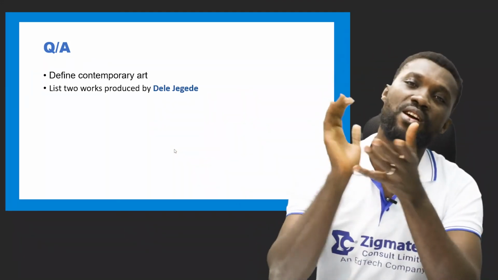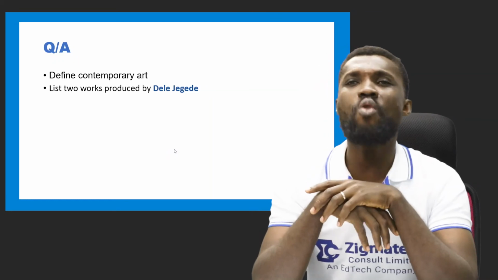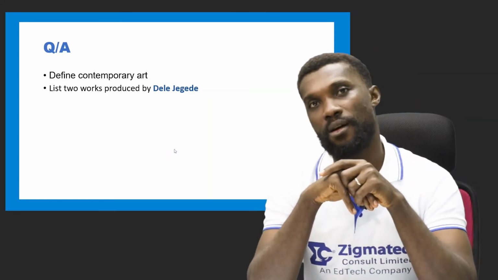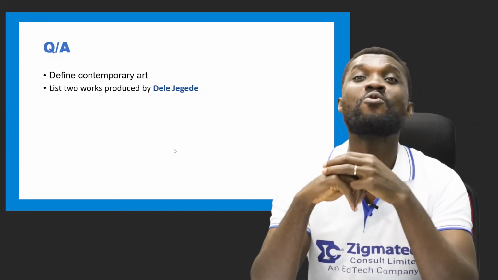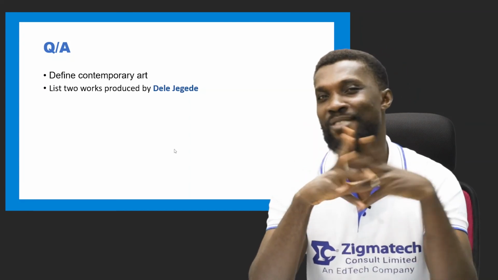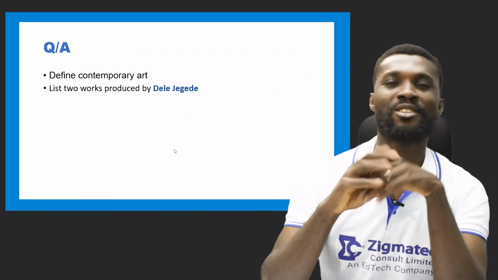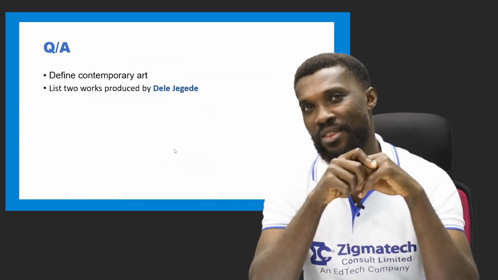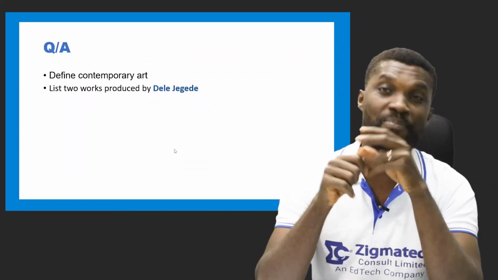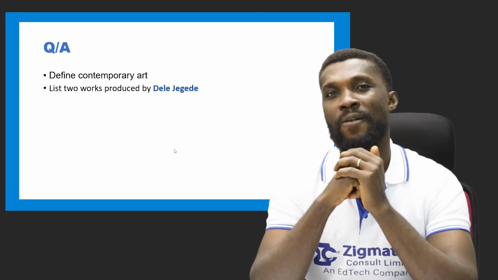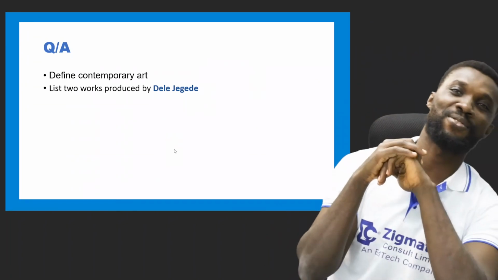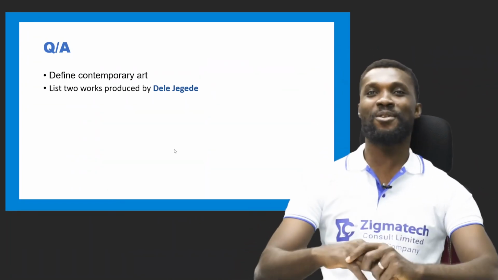All right. So now let's look at question number 2. List 2 works produced by Dele Jegede. Who exactly is Dele Jegede? Let me just help you and give you a clue. The very person I told us is a cartoonist, an art critic, a painter, and an art educator that is currently in the United States. Who is he? All right, so just mention 2 of his works. Thank you so very much for sitting back with us.